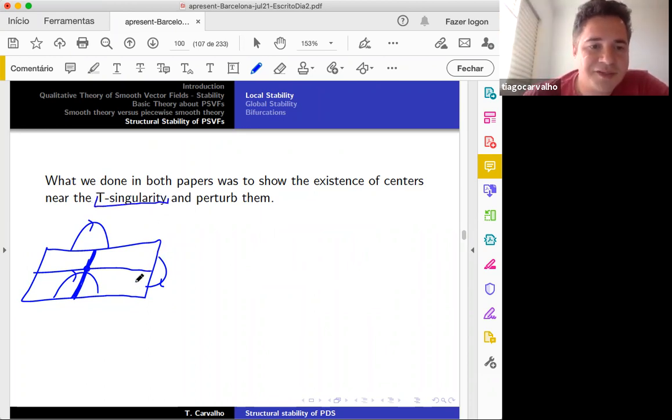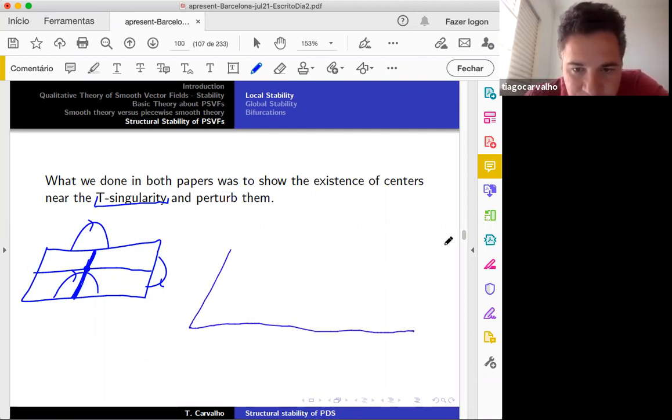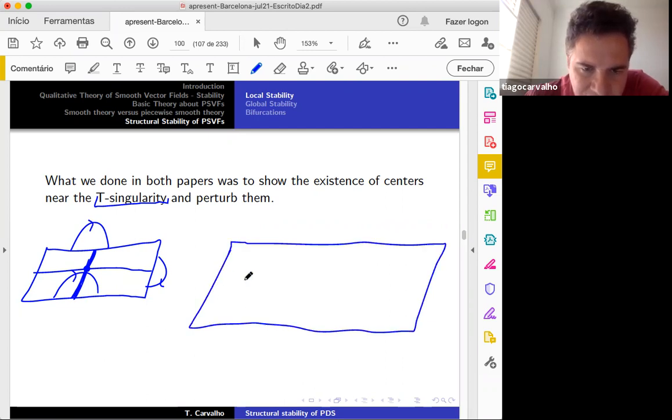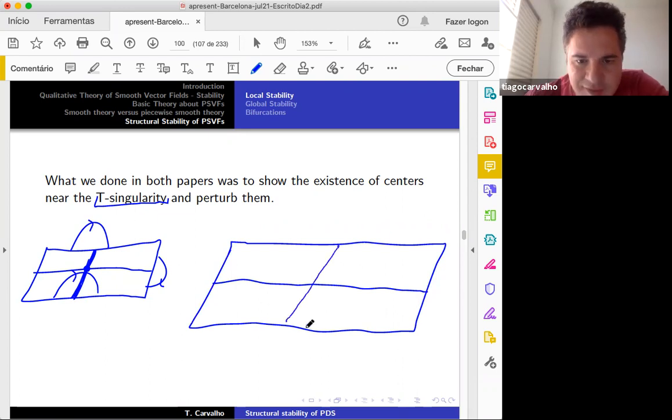And why is this singularity not structurally stable? Well, there are a lot of arguments that I can use here. But for example, it's possible to obtain a specific kind of the singularity such that the following is happening. Follow the same orientation. So look, this region is a crossing region. Okay. This region is a sliding region.